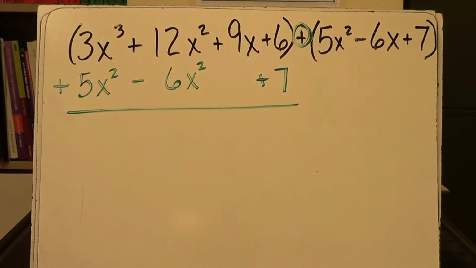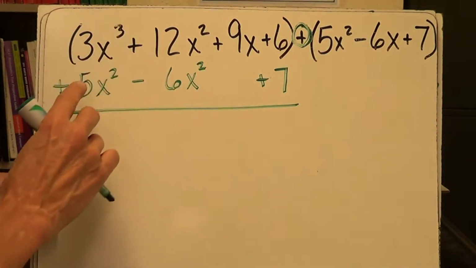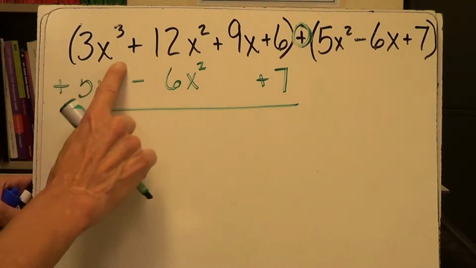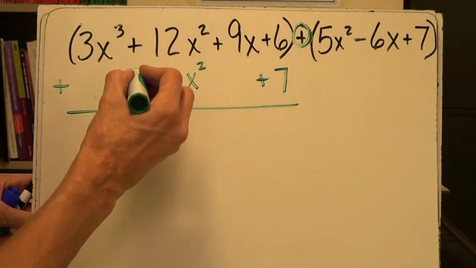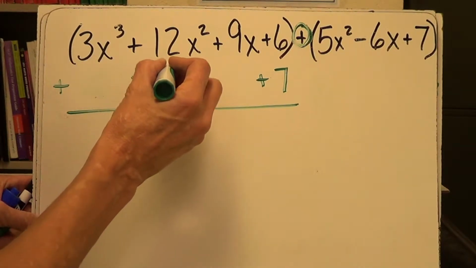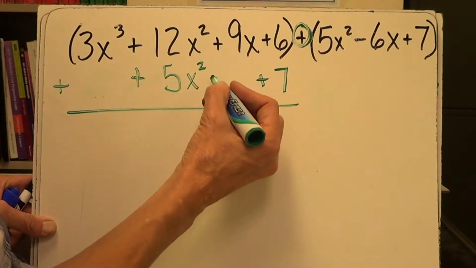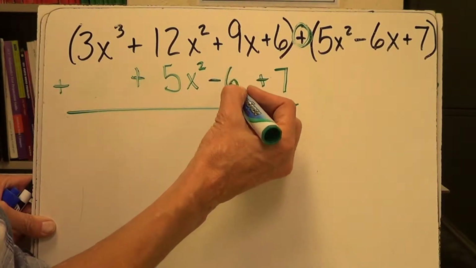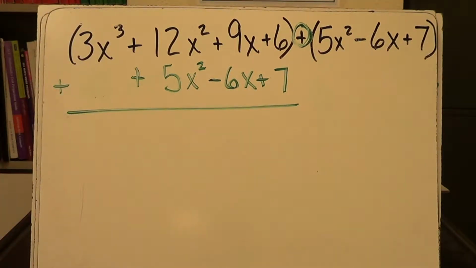Now I notice that I just now made a mistake because that's a 5x squared and I put the x squared under the 3x cubed. So I will erase that and I'll change that to being 5x squared right here under the x squared, and the negative 6x should go underneath the 9x. So there won't be an x cubed that I'm adding there.